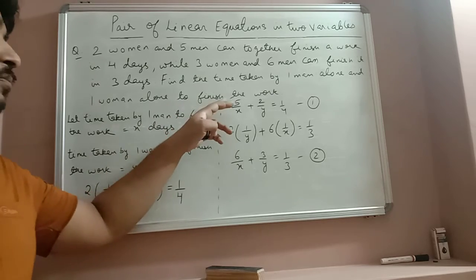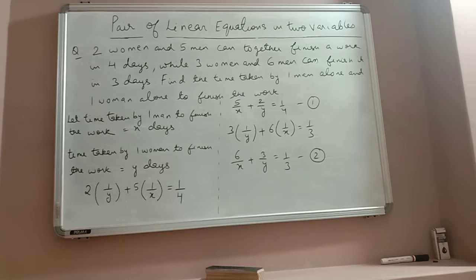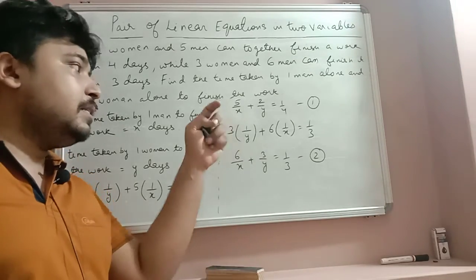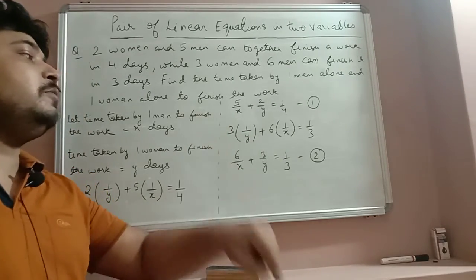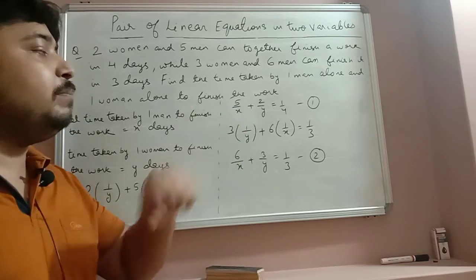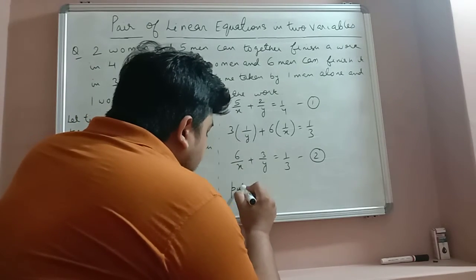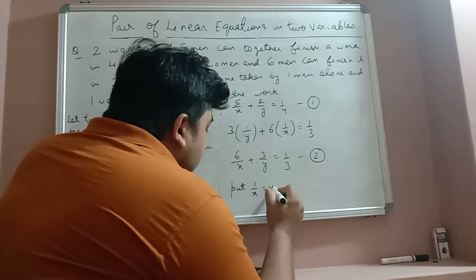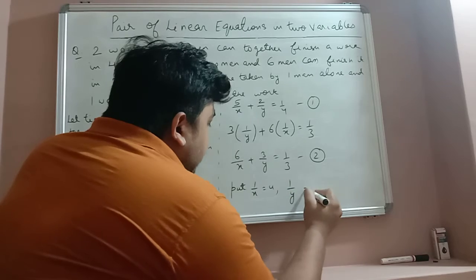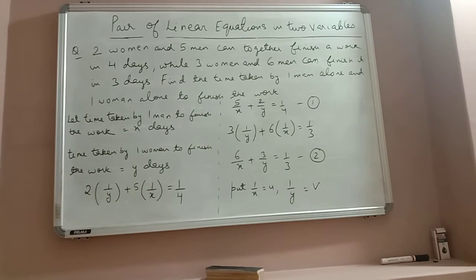Now we see that these two equations formed are not linear equations in 2 variables, but we can convert them into linear equations in 2 variables by taking 1 by x equals u and 1 by y equals v. So we will do that. Put 1 by x equals u and 1 by y equals v. You may note down this much.